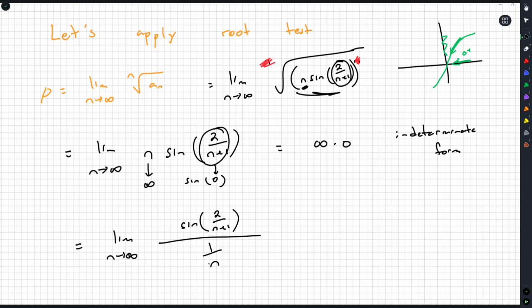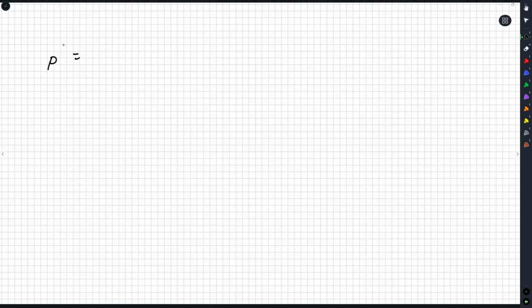So we can bring the n to the bottom as a 1 over n, and then the bottom goes to 0, the top, as we've said before, goes to 0. So this is a 0 over 0 indeterminate form, and that's the sort that L'Hopital's rule applies to. Okay? So we can go ahead and try. So our rho here, I like putting the little L apostrophe H when I use L'Hopital's rule.